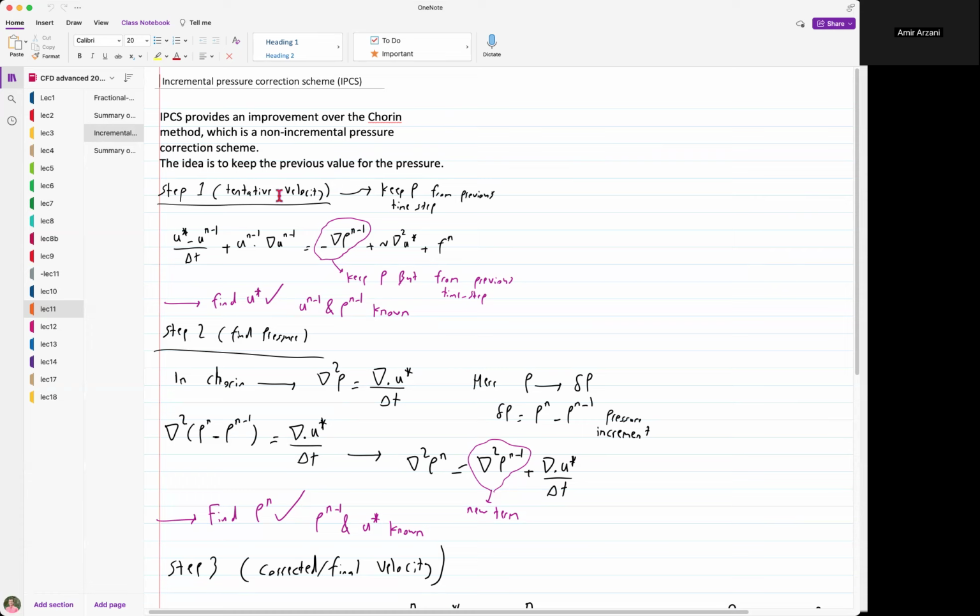So step 1, the tentative velocity step, is exactly the same as what I had in Chorin, but now I'm going to keep pressure, but I'm going to keep pressure from the previous time step.